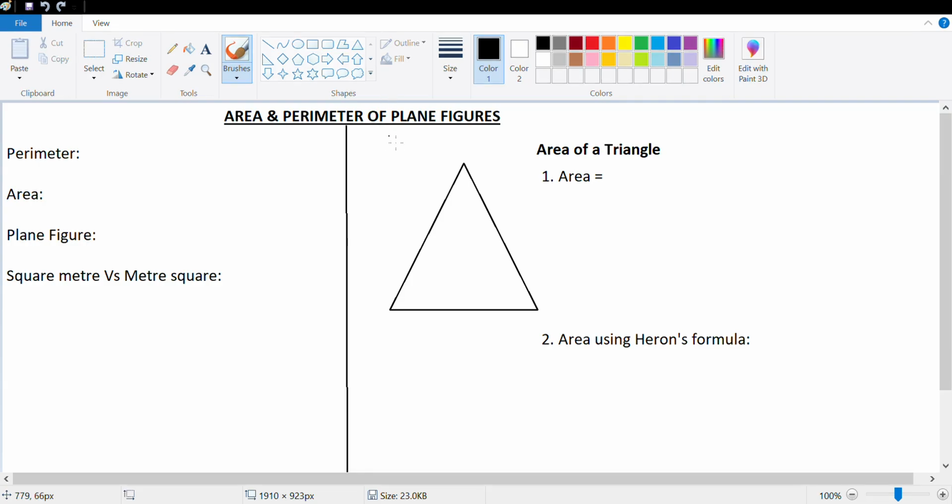Hi guys, let's start a new chapter. The new chapter is called Area and Perimeter of Plane Figures. Before we start, let's look at certain concepts which we already know and certain new things which are there in this chapter. So first, what is perimeter?